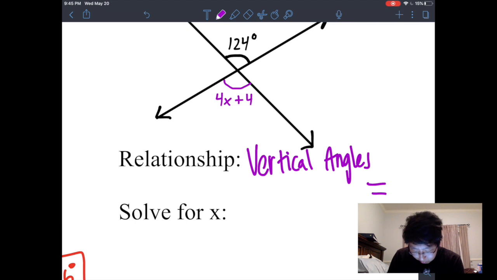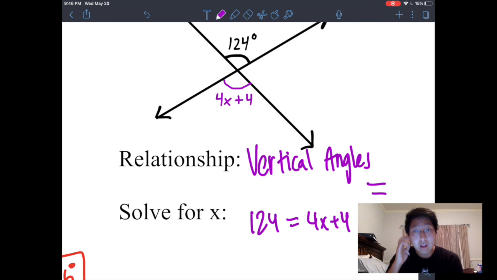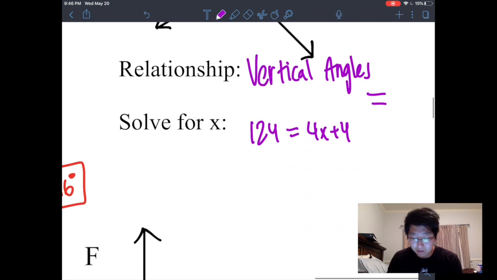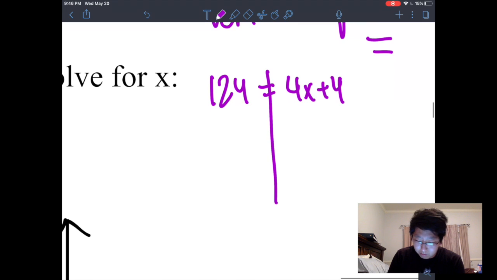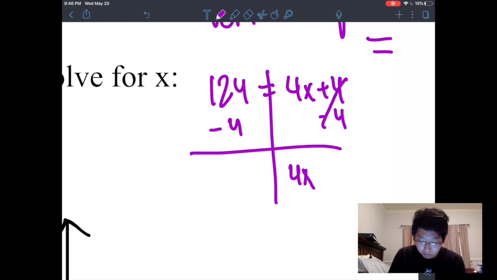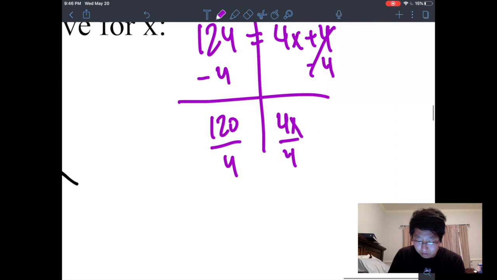So 124 equals 4x plus 4. And all we need to do here is get x by itself. So let's go ahead and do that. Subtract 4, subtract 4. We have 4x equals 120. Divide both sides by 4. And x equals 30 degrees.